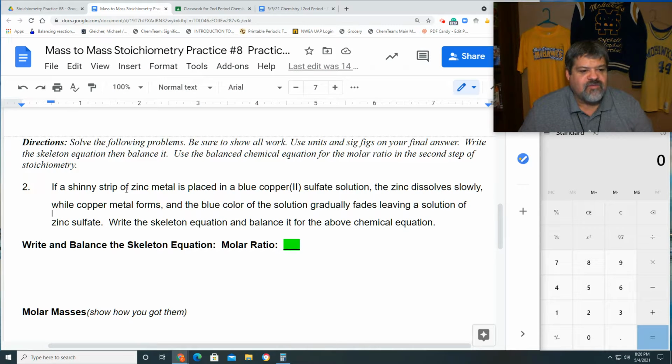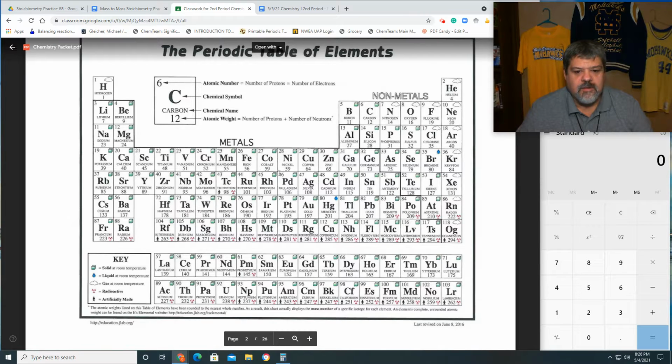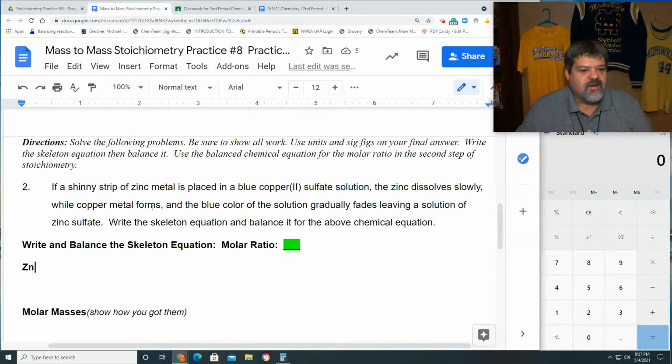It says if a shiny strip of zinc metal is placed in blue copper 2 sulfate. So we have zinc and we have copper 2 sulfate. So zinc, Zn. And if we want to double check that, we're going to look at our periodic table. And right here is zinc, and it is Zn. Go back to our problem.